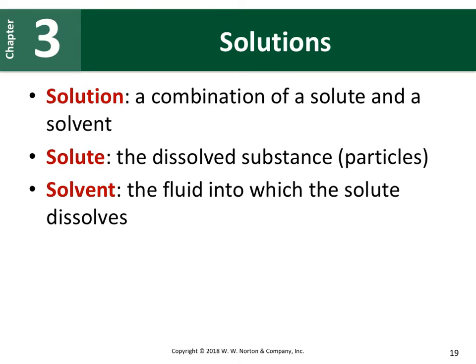Ordinary table salt is composed of one positive and one negative ion. Which of the following types of bonds hold these ions together? Is it ionic? Yes, ionic. Okay, so it's not polar. We haven't gotten to polar yet. It's not a covalent bond because they're not sharing. In this case, chlorine is taking sodium's electron, and it's not a hydrogen bond either.